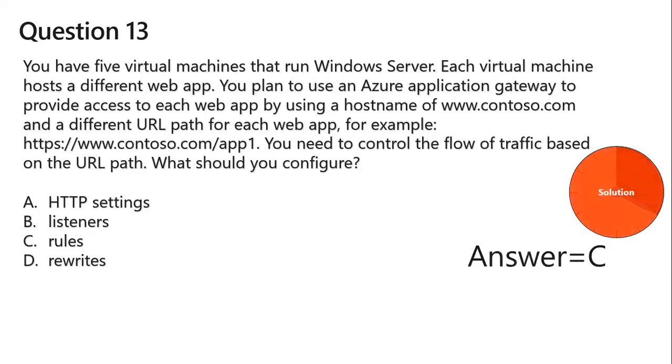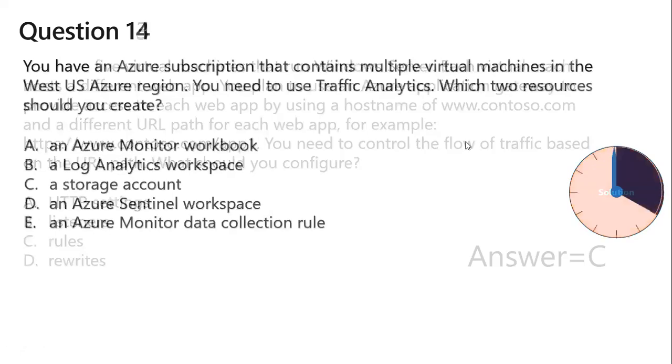So for this question, the correct answer is going to be C, because when we are running the Azure Application Gateway, we can create URL based or path based routing over there. That's okay. Moving to the next question, number 14.